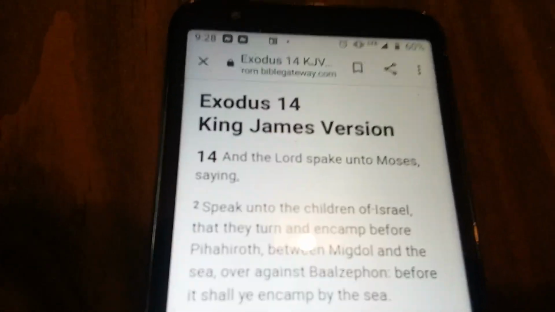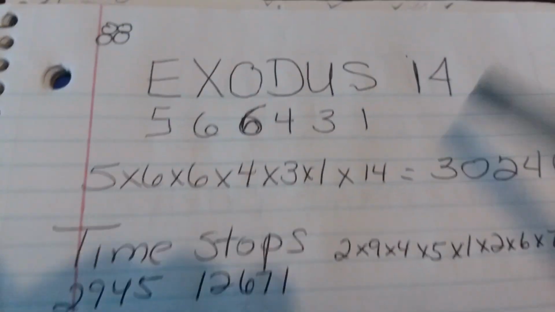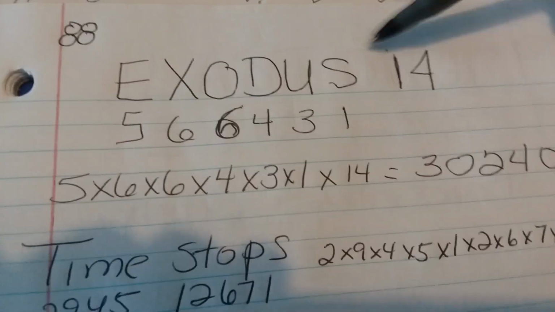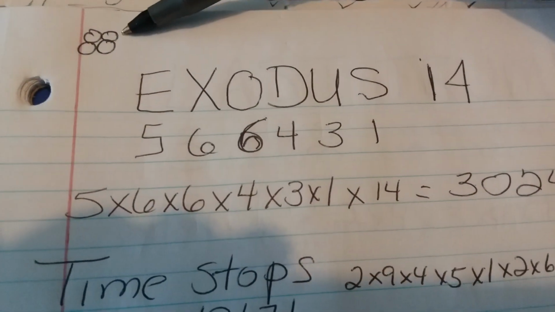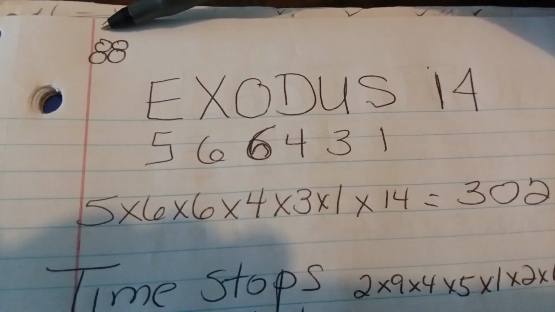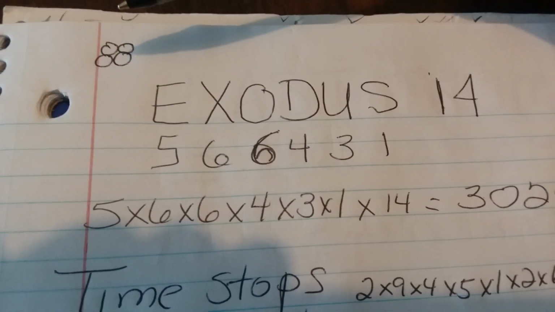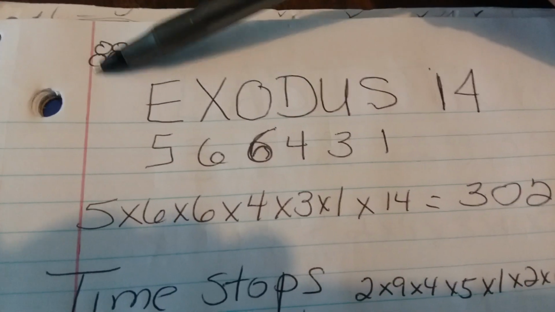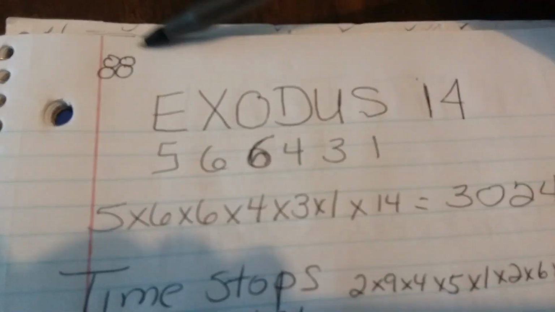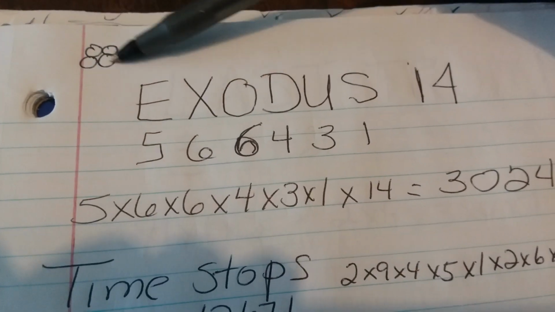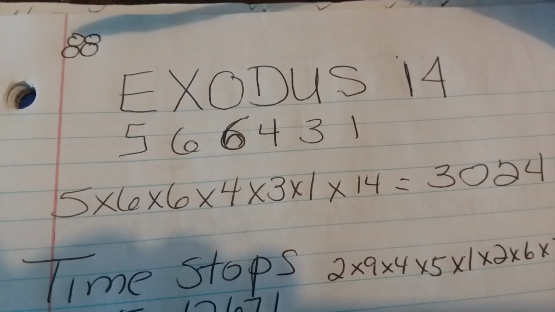Okay, so to start with, we get the word Exodus, and we know that Exodus equals 88, and that represents pi opposite pi. Pi is represented by 3.14. 3 plus 1 plus 4 is 8. So the two 8s represent pi and the opposite of pi, time and anti-time, coming together.